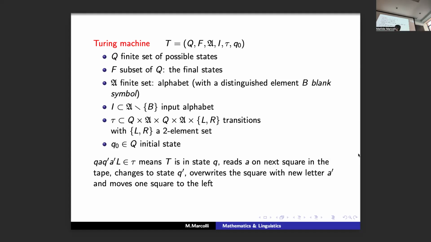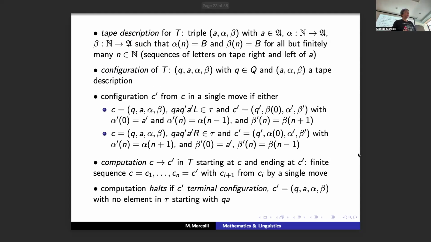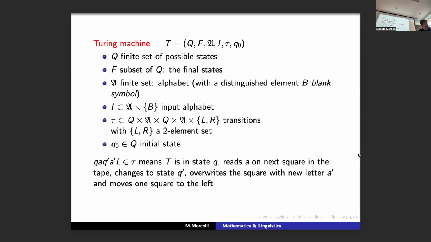So a transition reads in this form: Q, A, Q prime, A prime, and then say L or R. What it means is that your Turing machine is in the state Q. It reads the letter A on the next square in the tape. This makes it change its state to a new state Q prime, and then it overrides the square with the new letter A prime, and then moves the tape one square either to the left or to the right, in this case to the left. So that's the basic functioning. So where's the rule that says that Q will change to Q prime, which Q prime based on which A?